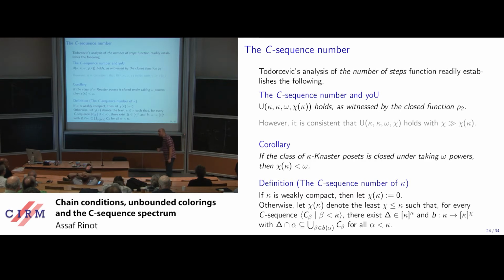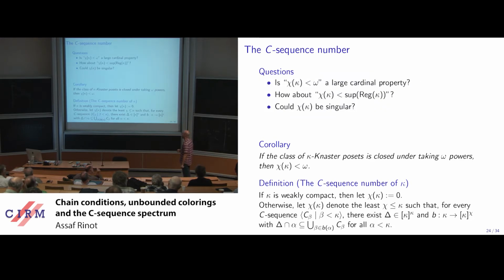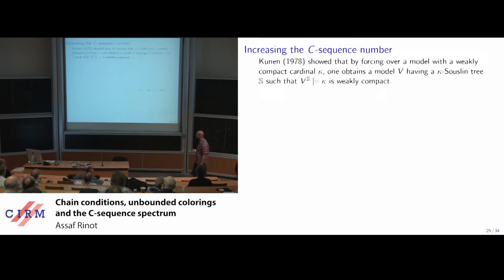So as a corollary, we are going a little bit further. We see that if the class of kappa cluster posets is closed under taking omega powers, then chi of kappa is less than omega. Because as soon as it's omega, we have U kappa kappa omega omega, and then we have our poset that will give the counterexample. So the question is, the assumption chi kappa being less than omega, is this a large cardinal property? And what happens if chi kappa is less than the sup of the regulars, which is the obvious bound? And another question is whether chi kappa could be a singular cardinal.